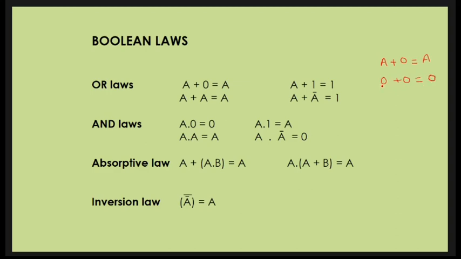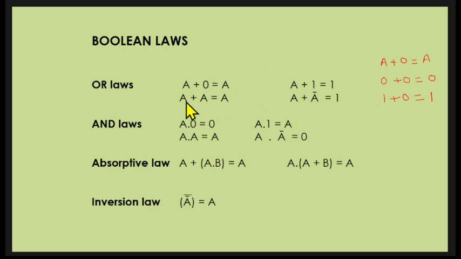So A plus 0 equal to A. We have taken A. If we take A equal to 1, then 1 plus 0, and what is 1 plus 0? It is 1. So A plus 0 is equal to A. So we can verify these laws by taking two possible values of the variable, 0 or 1. Right.